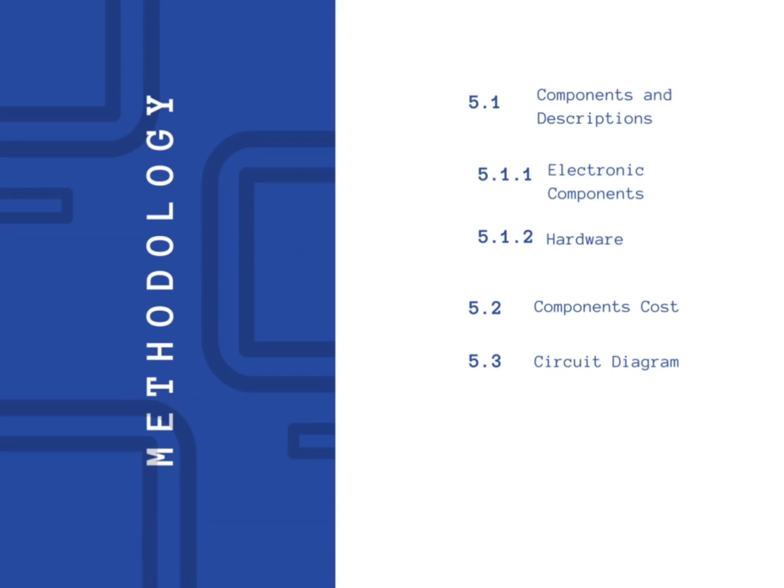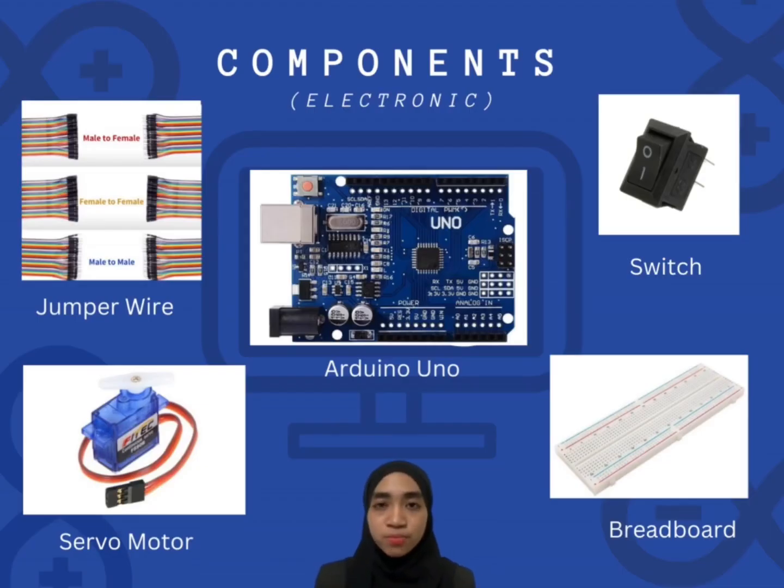Methodology consists of components and description, electronic components, hardware, components cost, and also the circuit diagram. The electronic components: first of all is the Arduino Uno that we use as the microcontroller. Next, we also have jumper wire. There are 3 types of jumper wire: male to male, female to female, and male to female.